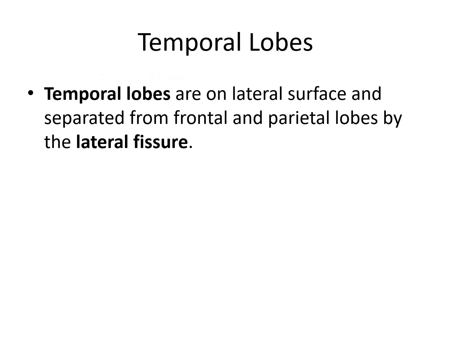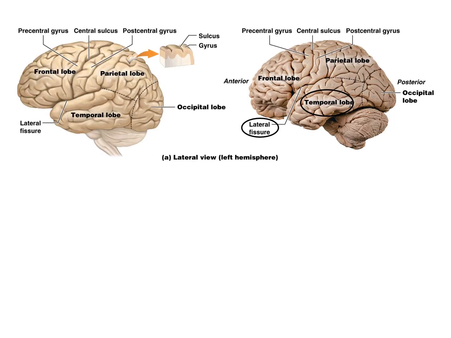The temporal lobes, as you might expect, are on the lateral surface and separated from the frontal and parietal lobes by the lateral fissure. So let's take a look at this. Here's the temporal lobe, and you can see the lateral fissure here that separates the temporal lobe from the frontal and parietal lobe.